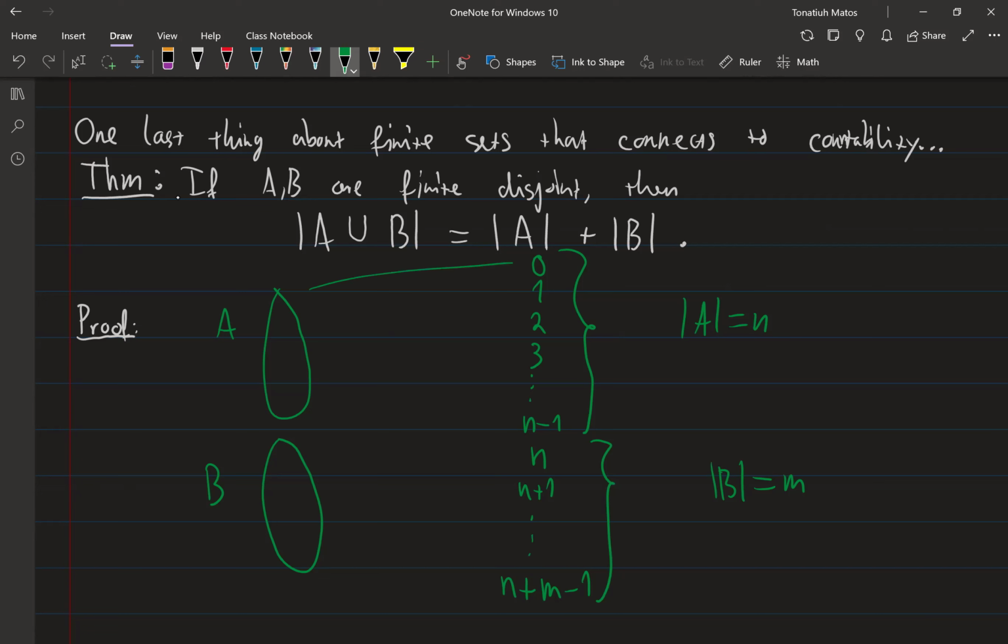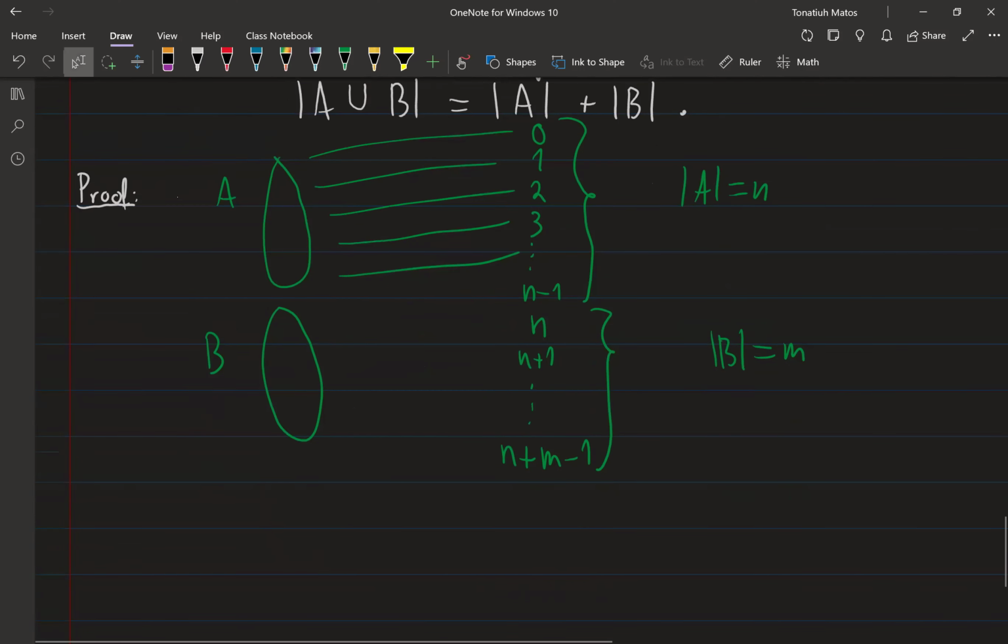And we have to somehow match these together. The ones in A are already matched, but the ones in B need to be shifted, right? They need to be shifted by, well, by n.